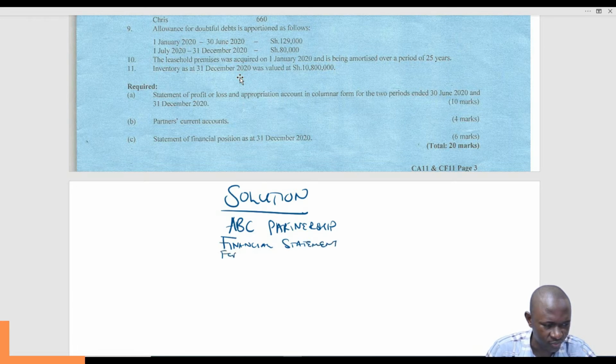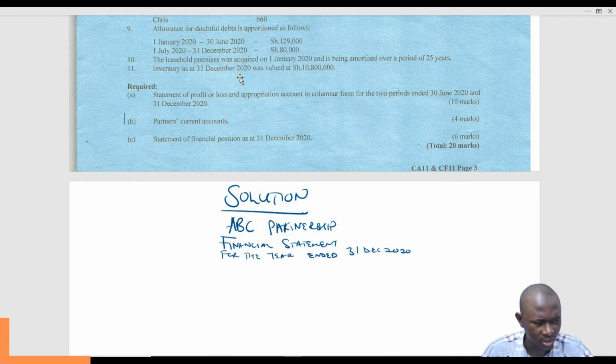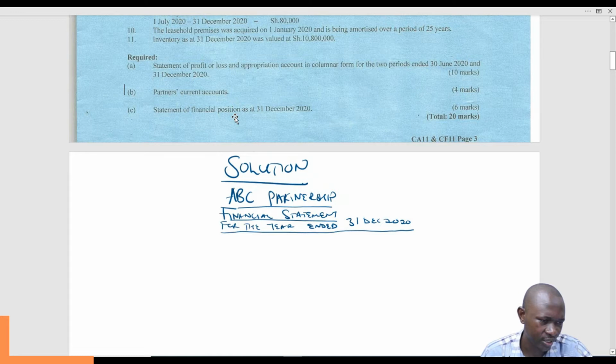for the year ended 31st December 2020. So that's how it goes. Then we underline. I hope my lines are good enough. So that is the heading, and we always start with the heading.